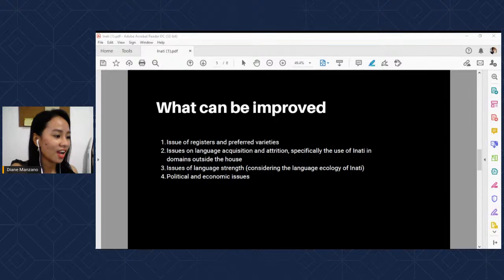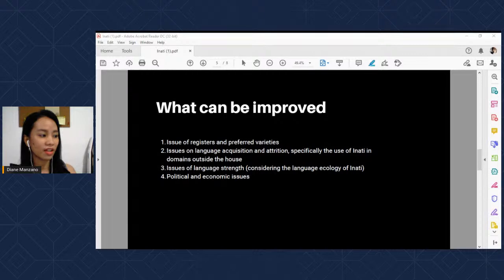And lastly, of course, it is inevitable that Inati speakers would learn neighboring languages. And if we're looking at language strength in a multilingual context, what would be a more realistic picture of a revitalization program?